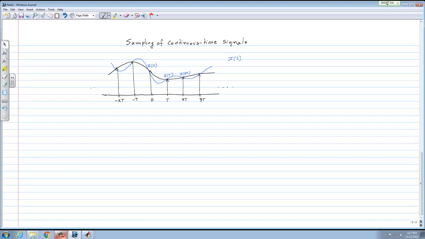But if I told you x of t is band limited to some negative omega m and positive omega m, it turns out that if I sample the signal closely enough, knowing that it's band limited and keeping the samples, I can uniquely get my x of t back. So roughly, what is the intuition here? If you look at the black signal versus the blue signal, you can see that the blue signal somehow changes more quickly than the black signal.